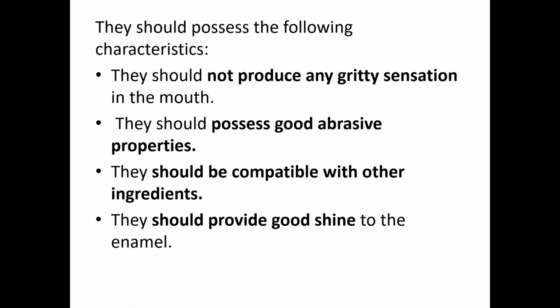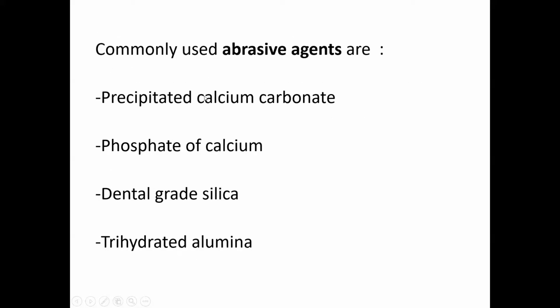So what should the characteristics of an abrasive or polishing agent be? It should not produce any kind of gritty sensation in the mouth. It should possess good abrasive properties, and it should be compatible with other ingredients. It should provide good shine to the enamel. Some of the commonly used abrasive agents are precipitated calcium carbonate, calcium phosphate, dental grade silica, trihydrated alumina. These are some of the abrasive agents.